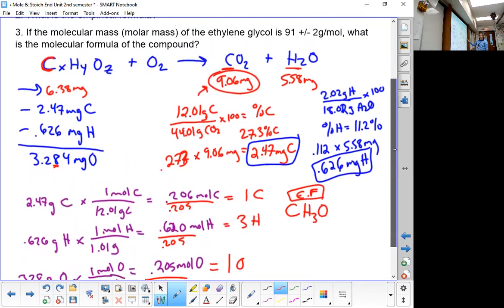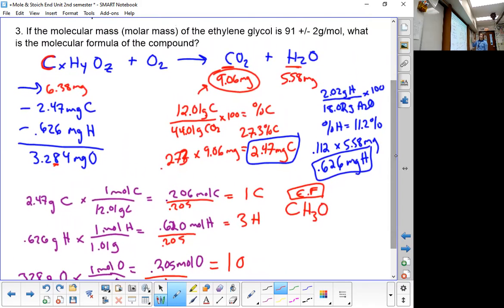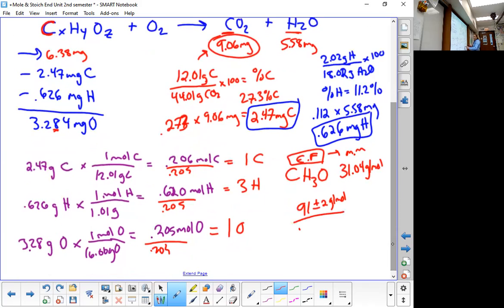Now, it then says if the molecular molar mass is 91 plus or minus 2 grams per mole, then what is the molecular formula of the compound? So it's not giving us the exact one, but if we find the molar mass of this empirical formula, which is going to be 12.01 plus 3.03 for the 3 hydrogens plus 16, we get 31.04 grams per mole. This is the molar mass of the empirical formula. You can see it's 91 plus or minus 2 grams per mole. Sometimes they give you a range. We take that divided by the 31.04 grams per mole.